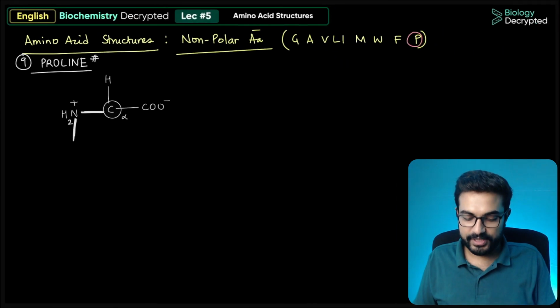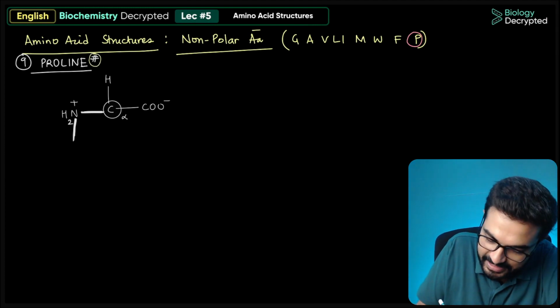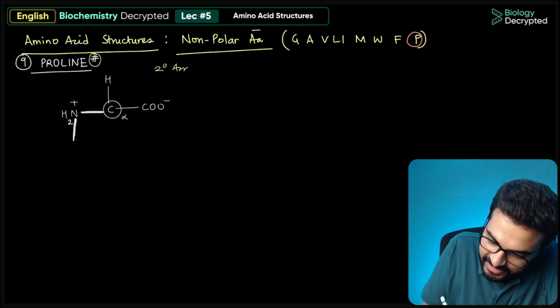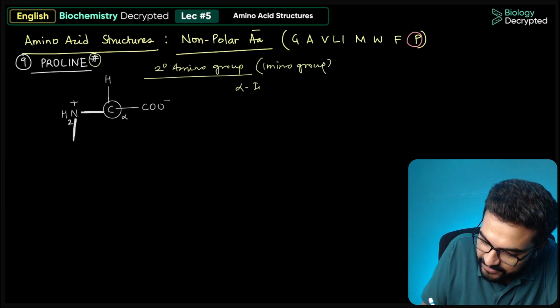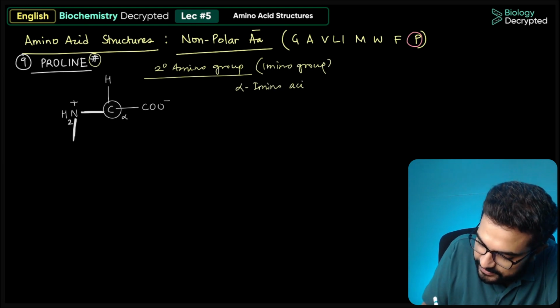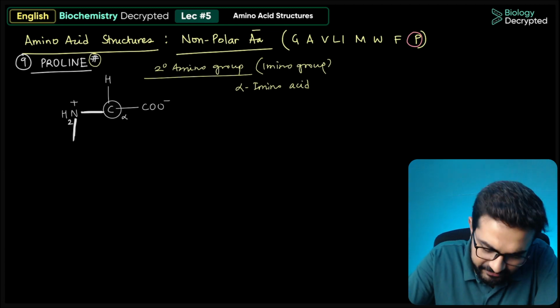Now let's move forward. Let's come to proline. Proline has a very peculiar structure because again, it has a secondary amino group, or what we commonly call an amino group. So it is an example of alpha amino acid. Well, now let's come to the structure. It's very, very, very simple.